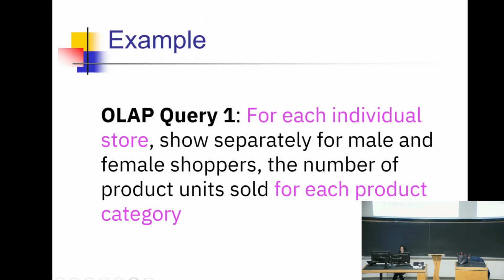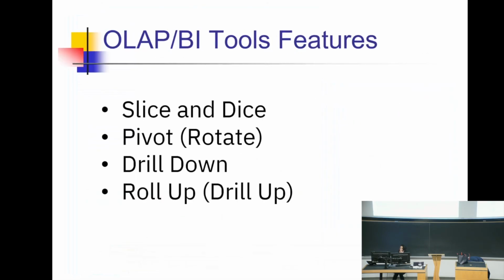And then we also mentioned different OLAP or business intelligence tool features like slicing and dicing, pivoting, drill down, and roll up, which we covered. So we already covered the slice and dice. Who can tell me what was a slice and what is dice?